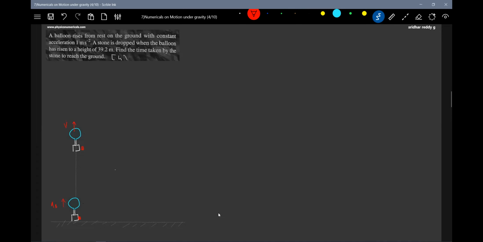Or you can write some u1. The stone also will be moving with the same velocity. Let this velocity of the balloon be VB1, I'll write it. And this is the stone. So this height is what is available for us, 39.2 meters. G is not given, so we will take the value of g as 9.8.